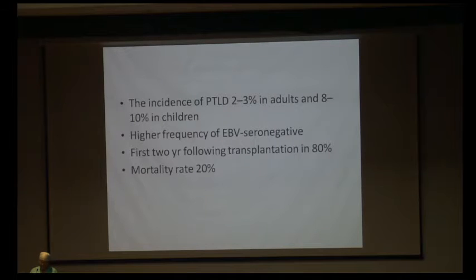So the incidence of EBV-related PTLD is 2 to 3% in adults, but in children it goes up to 8 to 10% because they are EBV seronegative, and it occurs in the first 2 years following transplantation in 80% of the children, and the mortality rate of PTLD is as high as 20%.